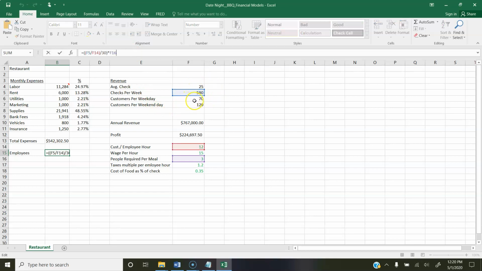Now, how many employees do we need here? Well, at 590 checks per week and 12 customers being served per employee hour, that is per 1 hour for the 3 employees, we need just under 5 employees. So we probably change that to 5. We're not going to be able to hire 0.92 employees, obviously. But this is how you can go through and build a basic Excel financial model.